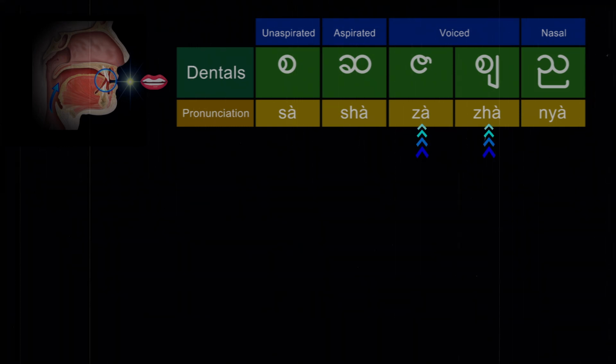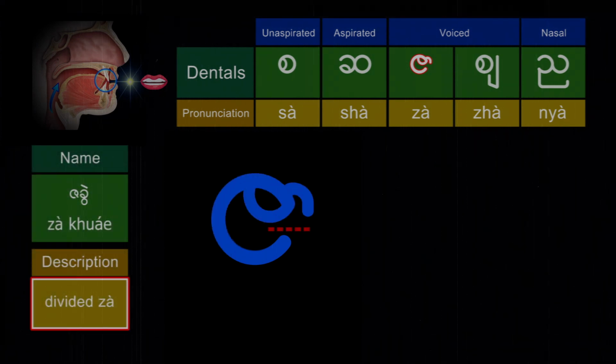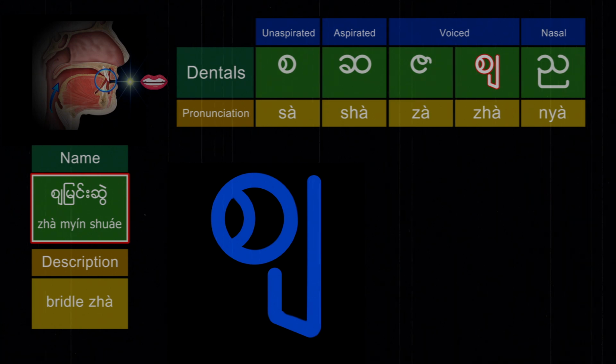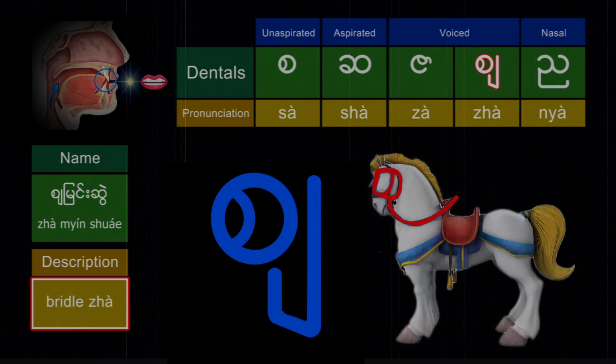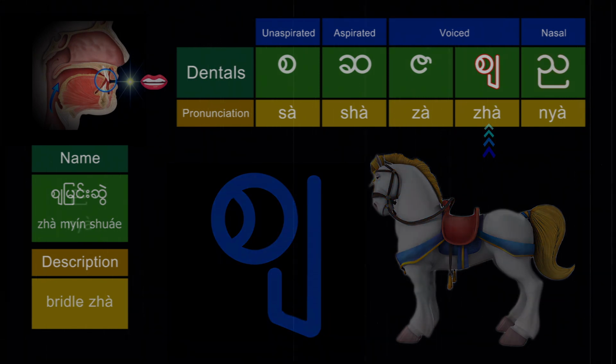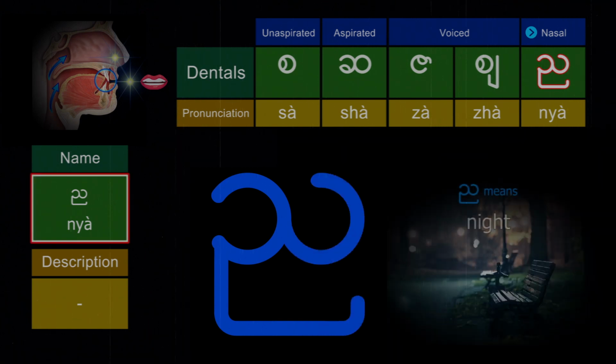Then there are two letters that give a similar Za sound. The first one is Za Kwe, or a divided Za, and it gives a softer Za sound. The next one is Za Mien Sui, which means horse bridle Za. It has a heavier Za sound. The last letter in this group is Nya. It shows only its pronunciation, but not its description.